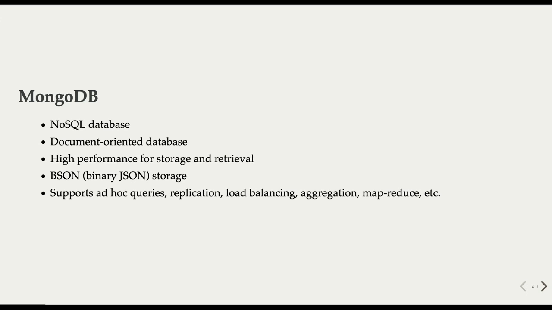So MongoDB is one implementation of NoSQL databases. As we said, it's a document-oriented database for high performance of storage and retrieval. It uses a particular format called BSON, which is a binary implementation of the JSON format, the JavaScript Object Notation format, which is very popular today. And MongoDB has a wide range of very useful features, such as for query, for replication, for load balancing, and so forth.